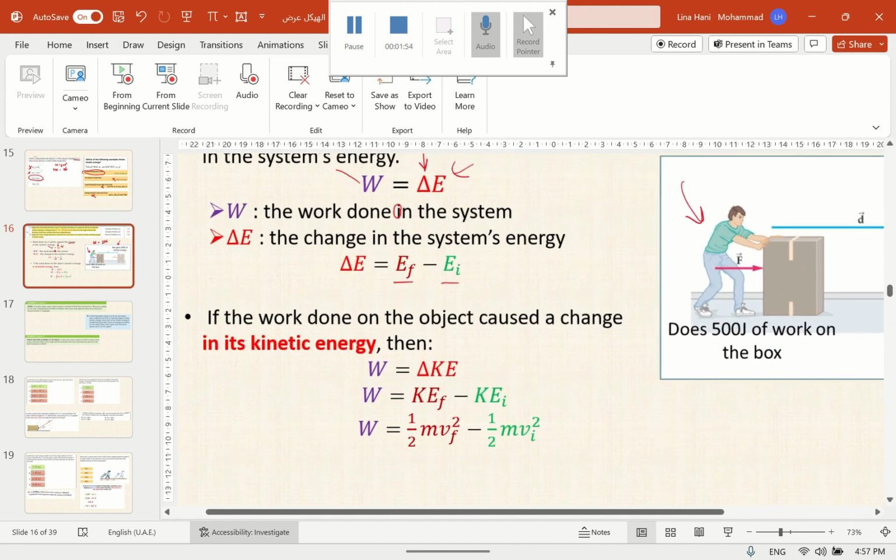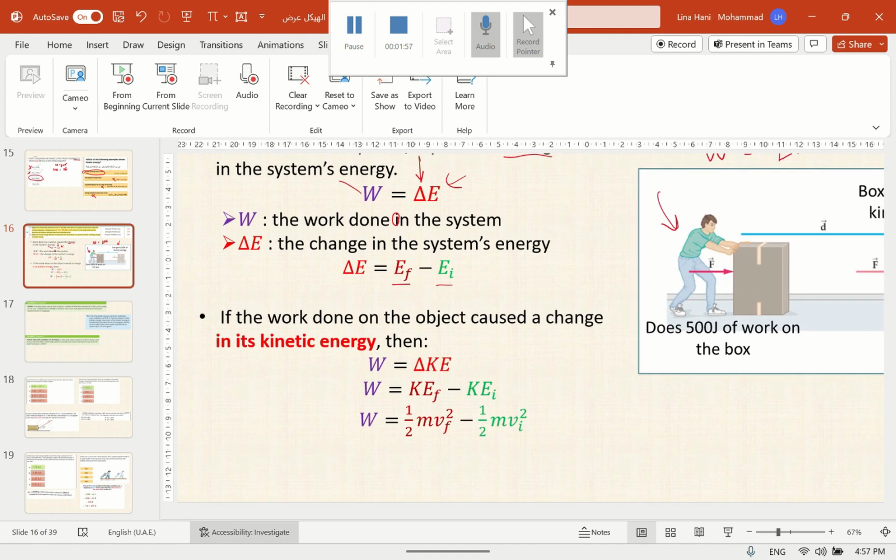If the energy gained by the system was kinetic, then the work done by the force on an object is equal to the change in its kinetic energy. So this is a special case of this one. This one is very generic, but this one is when the work done on the system causes a change in its kinetic energy. Now remember, change in the kinetic energy means a final minus an initial.